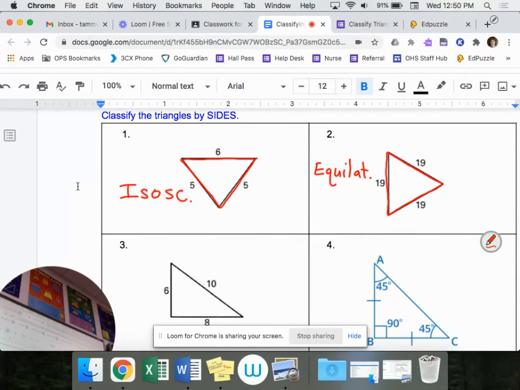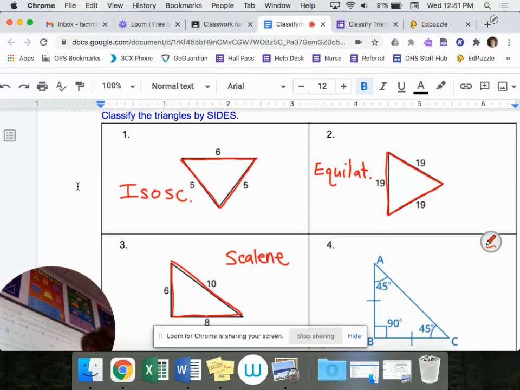Number 3, we have a 6, an 8, and a 10. Those are our side lengths. All three are different. That means they're scalene. Number 4, we got numbers and symbols going on in this one.